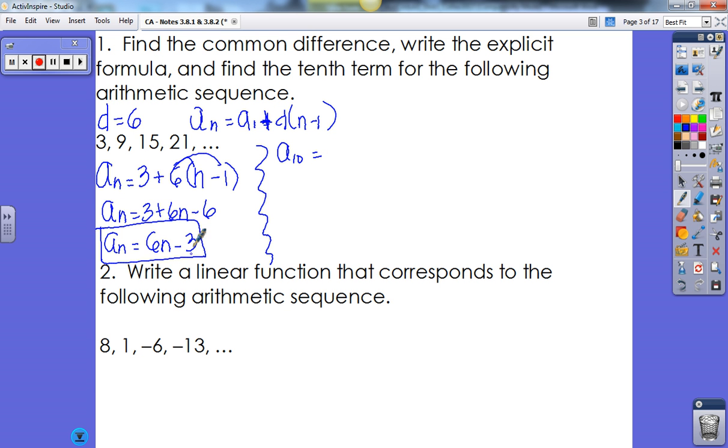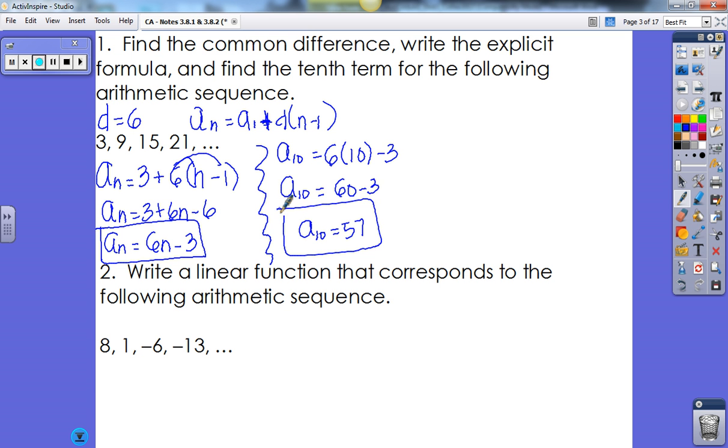I'm plugging it into this one because it's just faster. I could plug it straight into here, but let's go ahead and plug it into this formula. So I end up with 6 times 10, which is 60. 60 minus 3 is 57. So the 57th term is 10.